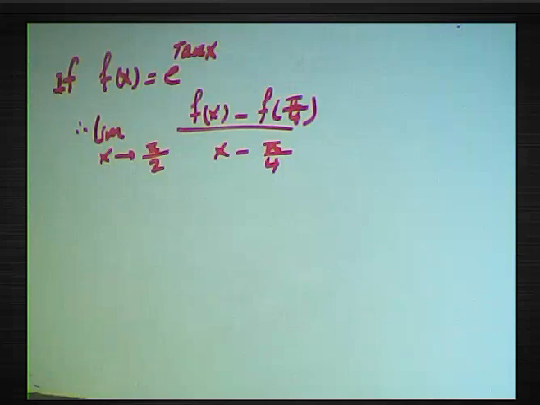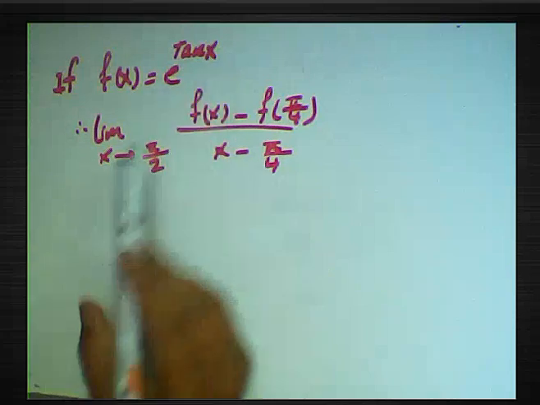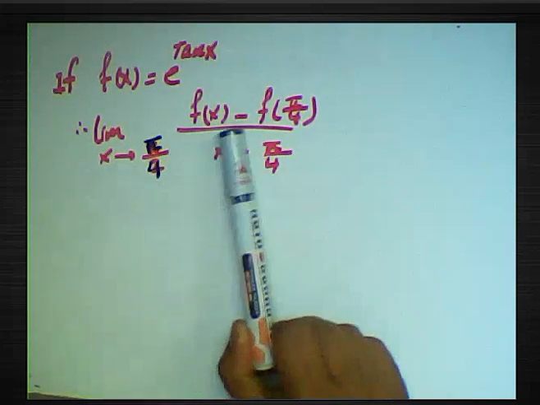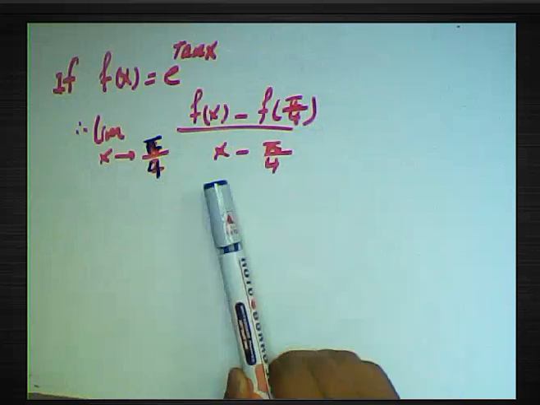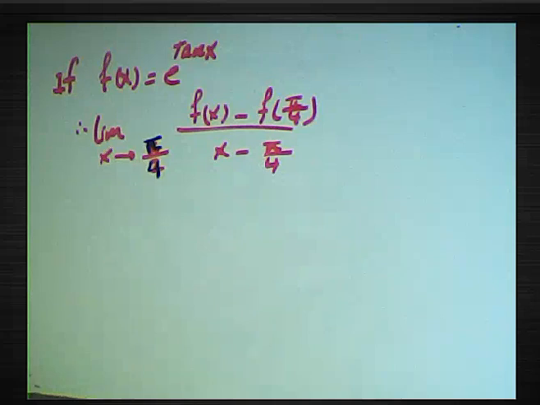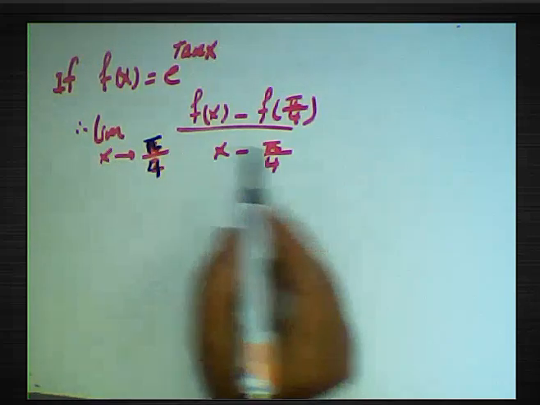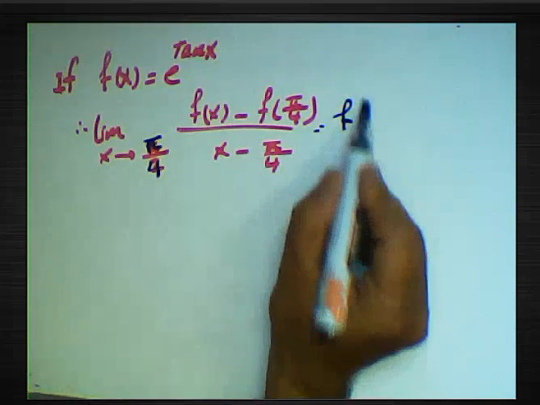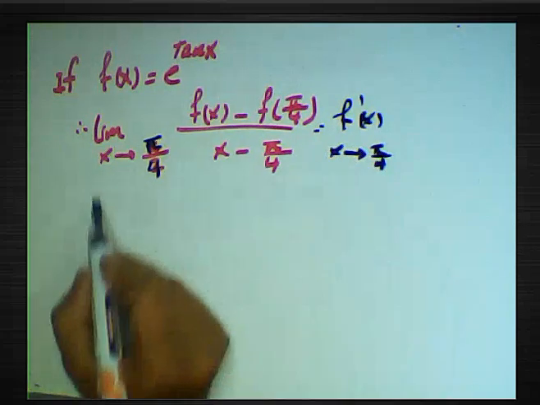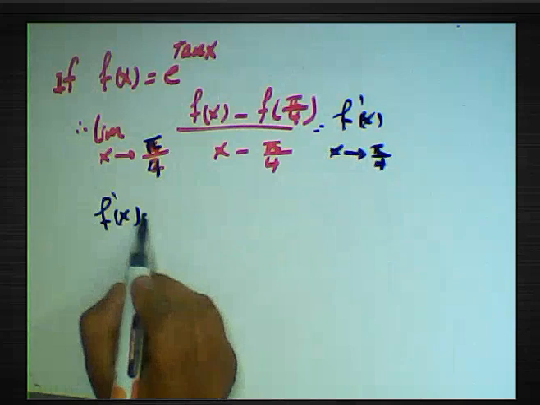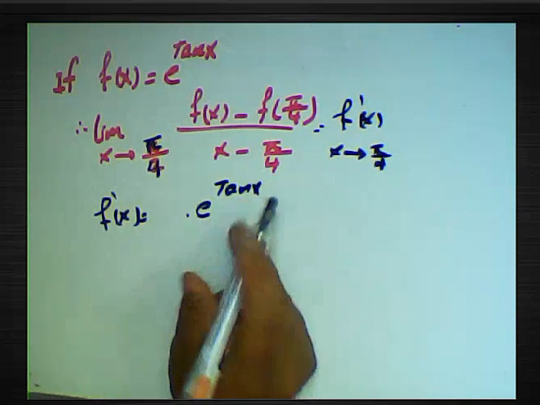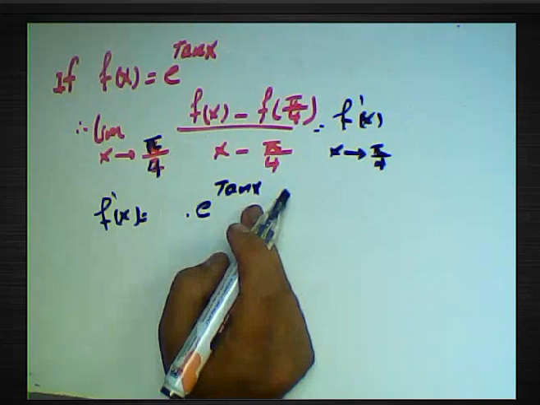Look at this example. If f(x) = e^(tan x), then the limit when x approaches π/4 of (f(x) − f(π/4)) over (x − π/4) equals what? It means the derivative of this function, f'(x), when x approaches π/4. Then we can find the derivative of the function. It will be e^(tan x) multiplied by the derivative of tan x.